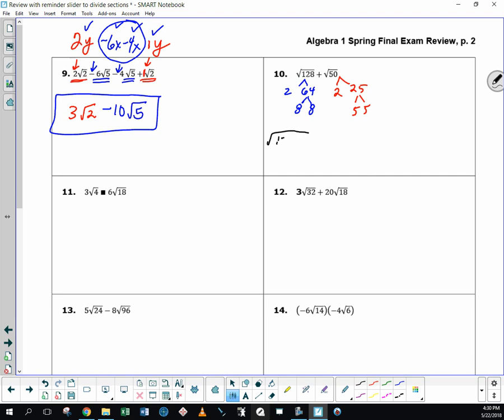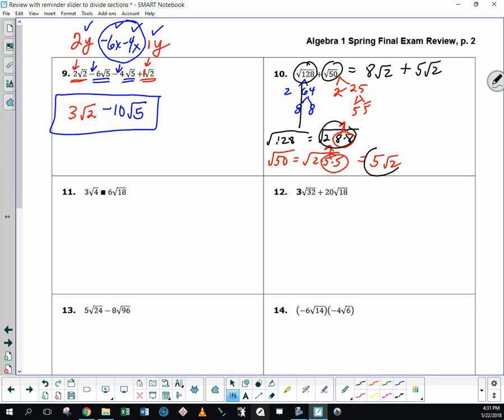So the square root of 128 becomes the square root of 2 times 8 times 8. So I'm going to bring an 8 out, and this problem becomes 8 square root of 2 plus, I'm going to take a look at the 50. Square root of 50 becomes the square root of 2 times 5 times 5. All I'm doing is pulling that from the factor tree up here. I've got a group of 2, bring it out, so this becomes 5 square root of 2 plus 5 square root of 2. So all I did was simplify and replace the problem.